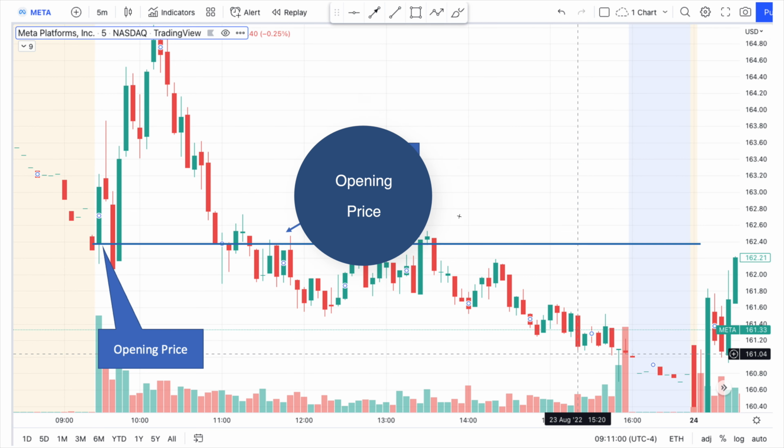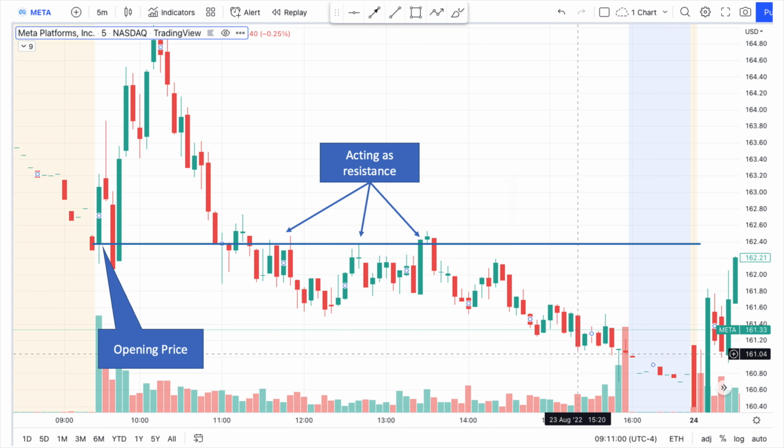Opening price. While PDC is derived from previous day's trading, the open price is for the present day. The price at which the stock opened is a significant level, as the market forces of supply and demand agreed on that level to begin the day with. See example here. The opening price acted as a resistance level at multiple touch points during the day.